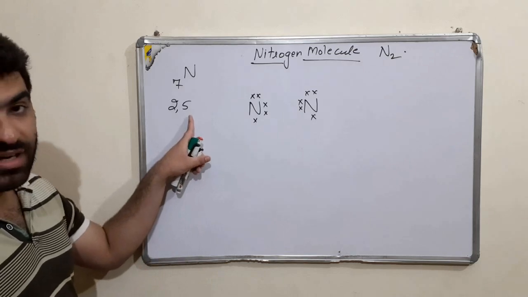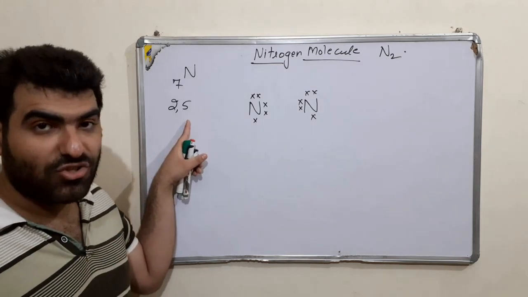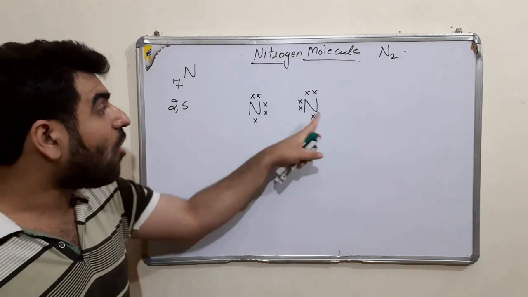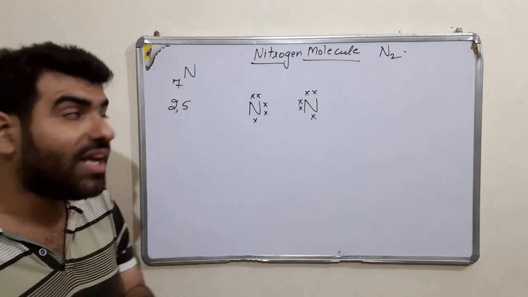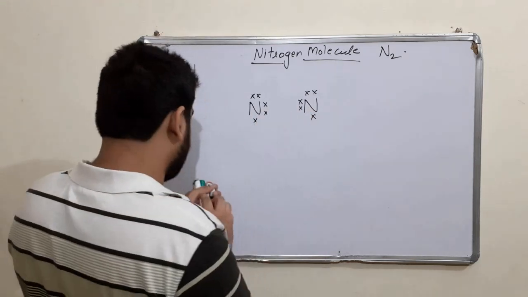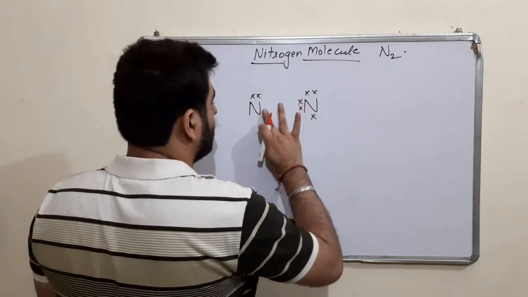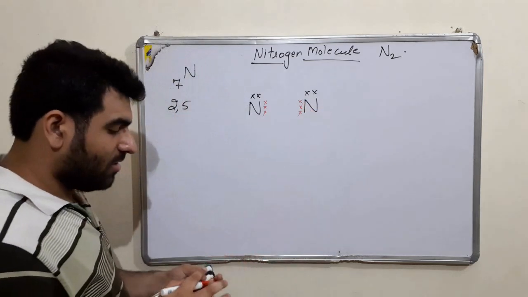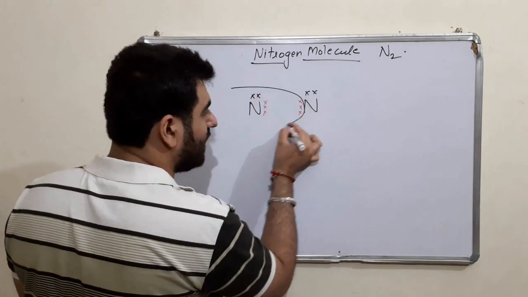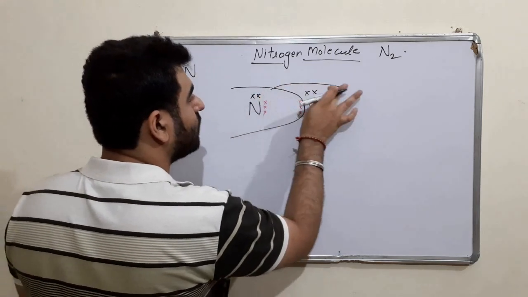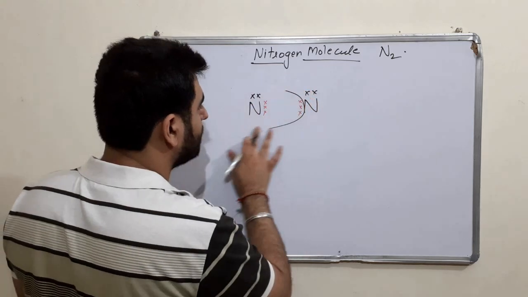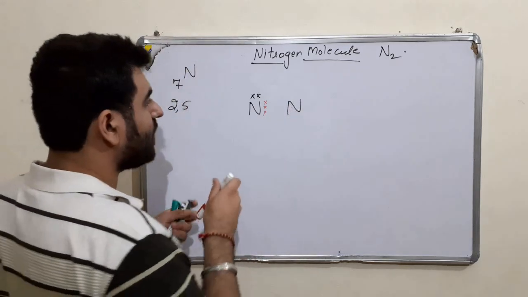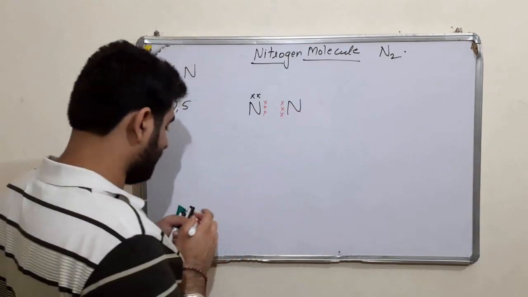Now just see the electronic configuration. They require 3 electrons to complete their octet. 5 plus 3, 8. So how many electrons will be shared by each? 3. So let me make this electron here, this electron here. So 1, 2, 3. 1, 2, 3. Okay, let us show the sharing process like this. Let me make it again closer. N, 1, 2, 3.